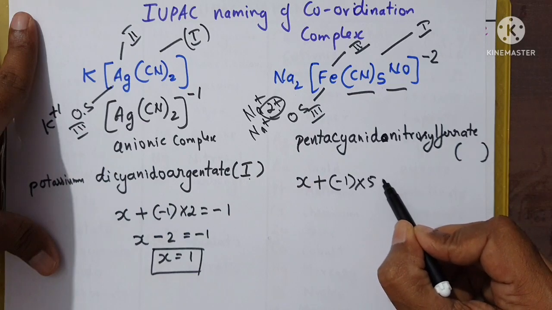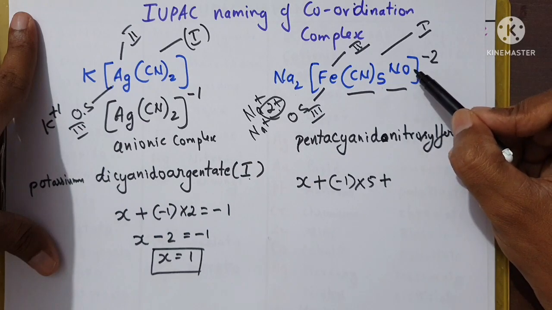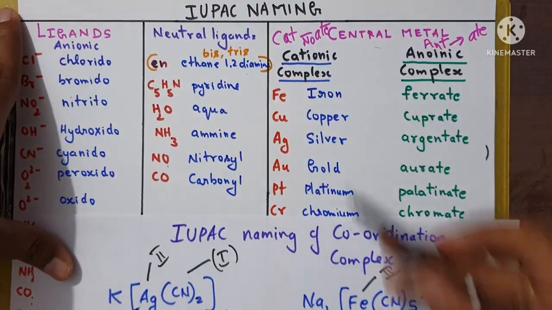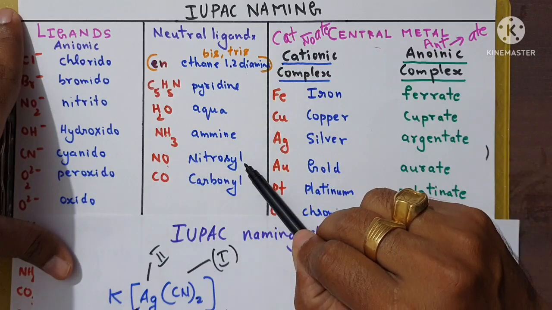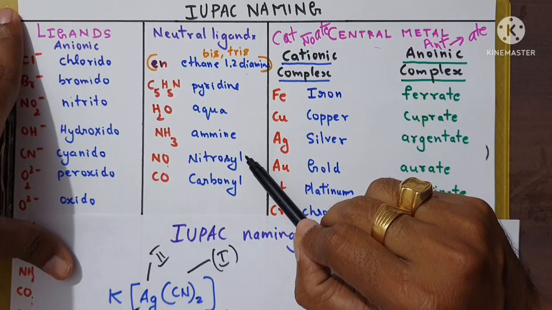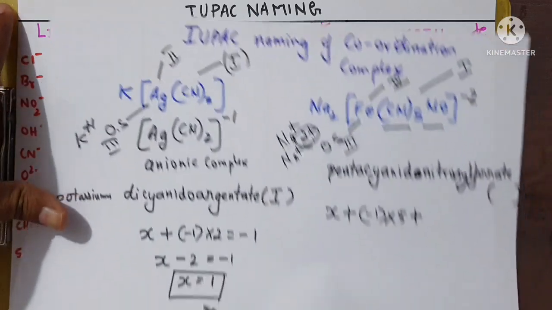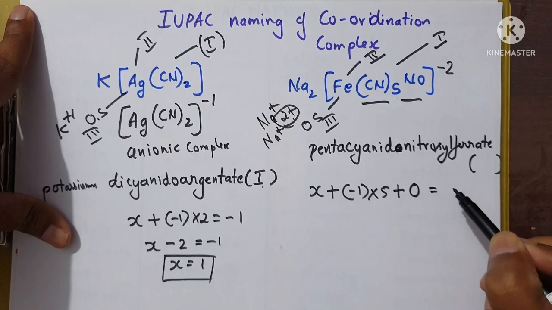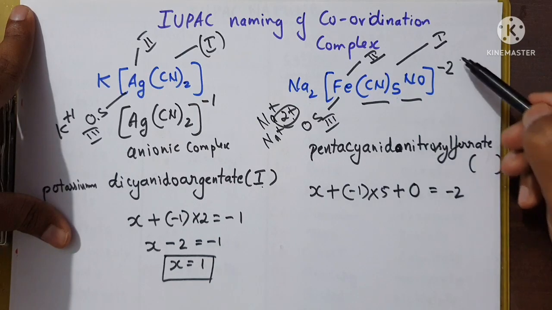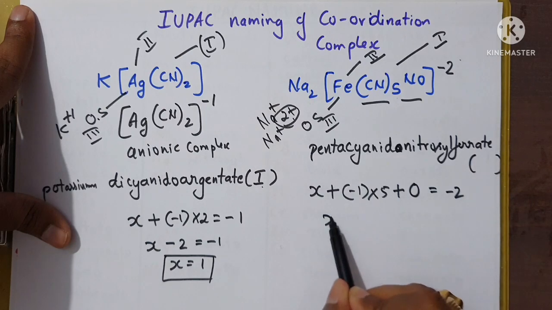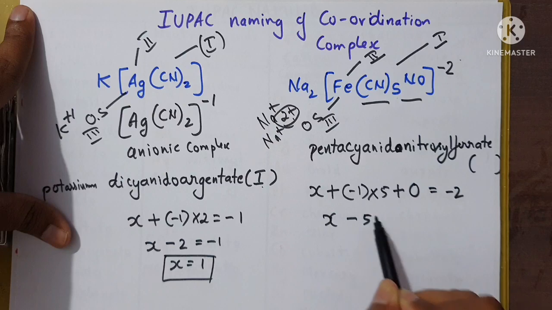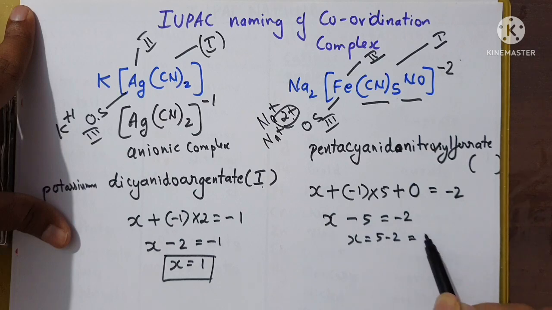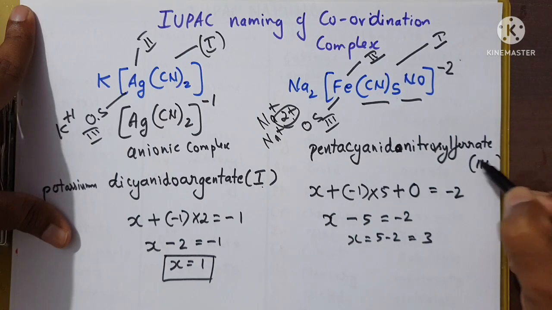Then plus nitrosyl has got what charge? You can observe here, it has got no charge in the chart. You can observe here, children, it's a neutral ligand. NO is a neutral ligand. It has got no charge. That is why it is 0. So I'll take it. The charge of nitrosyl is 0. That is equal to the overall charge, -2. This overall charge has to be taken after the equal sign. Then it becomes X minus 5, that is equal to -2, or X is equal to 5 minus 2, and that is equal to 3. Write 3 in the Roman numbers.